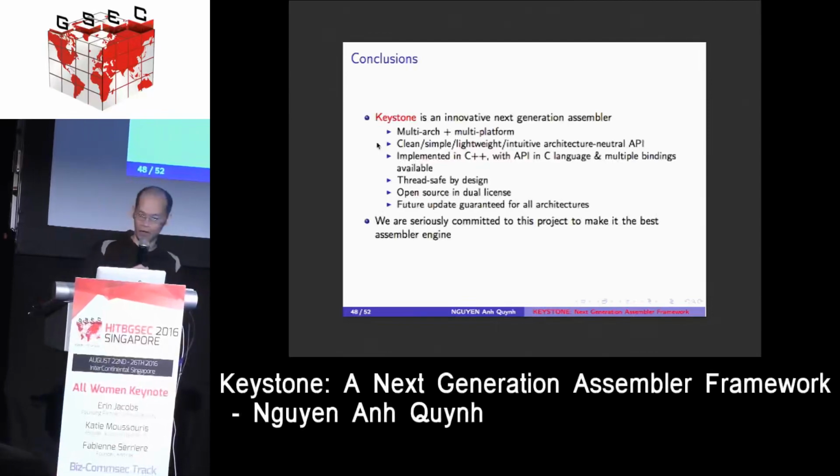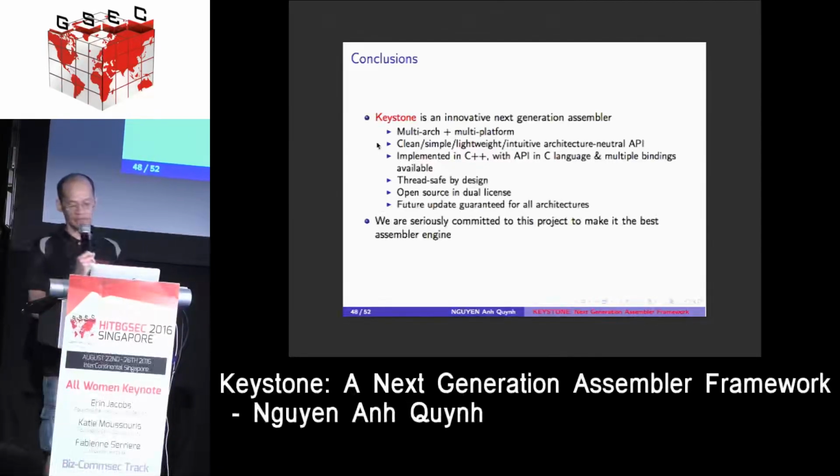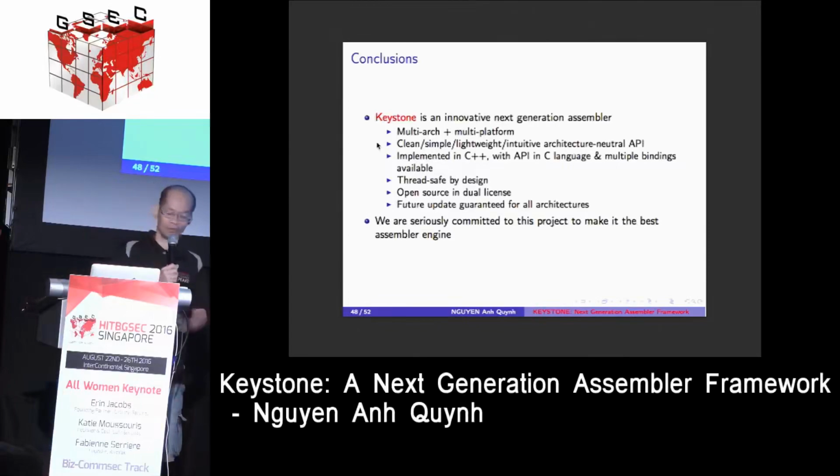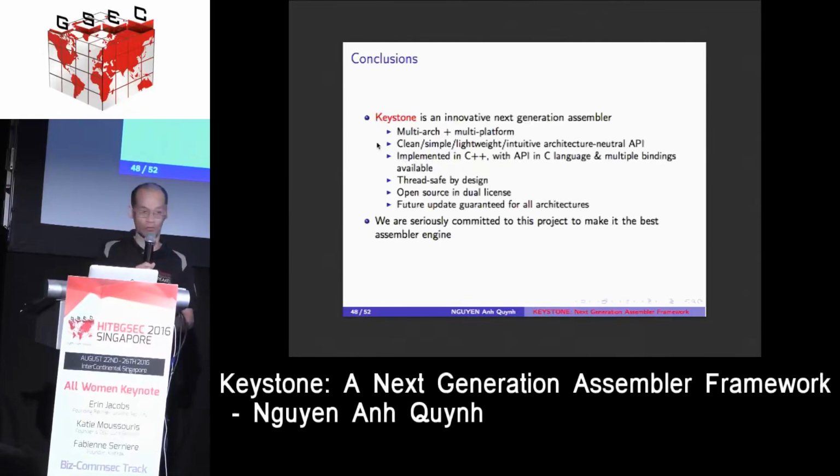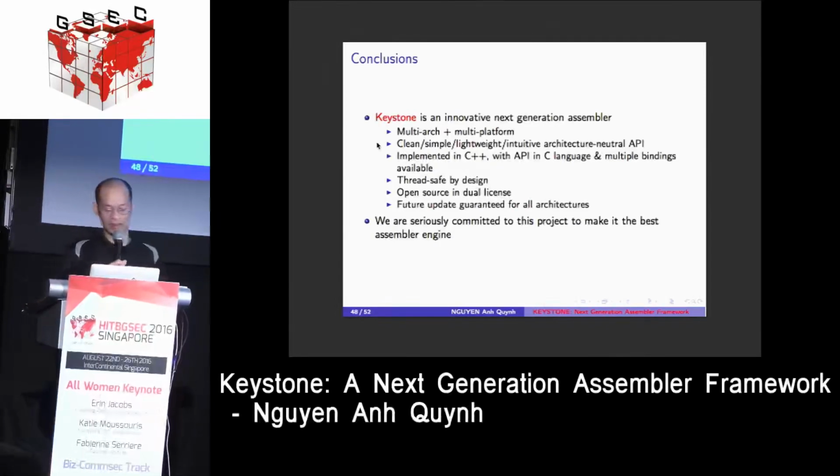So here is my conclusion. Keystone is a next generation assembler which supports many architectures, and will support more in the future. It runs on all kinds of platforms. It has a very clean and simple API. It is implemented in C and C++, but has many bindings on top of that. It is thread safe, open source, in dual license, and future updates are guaranteed. So there is no worry about the future of Keystone. Finally, we are seriously committed to the Keystone project, and we want to make it the best assembly engine for the community.